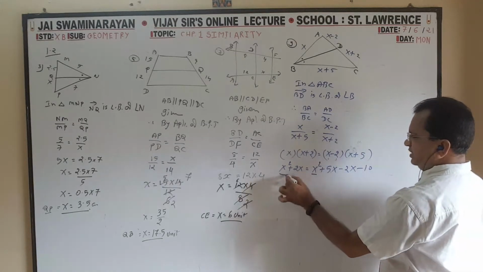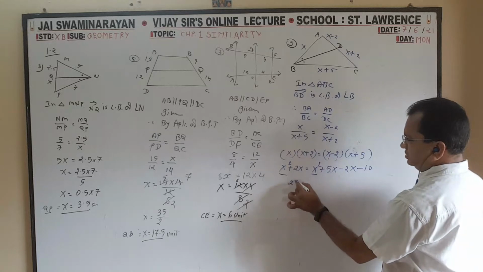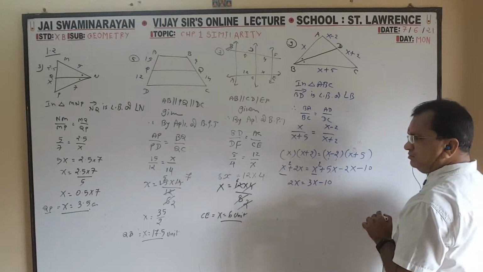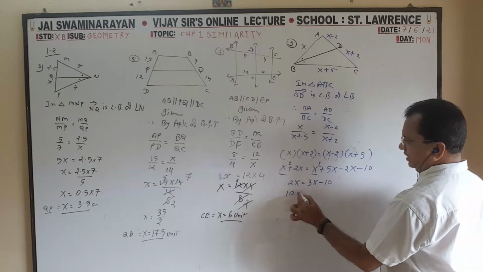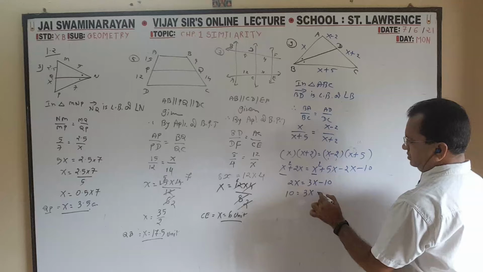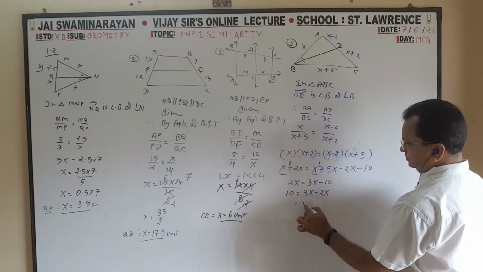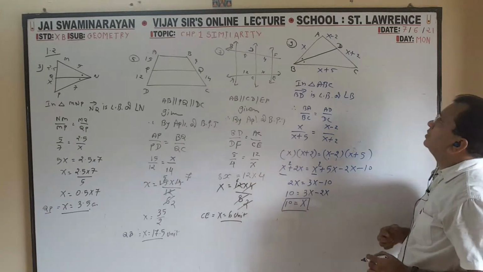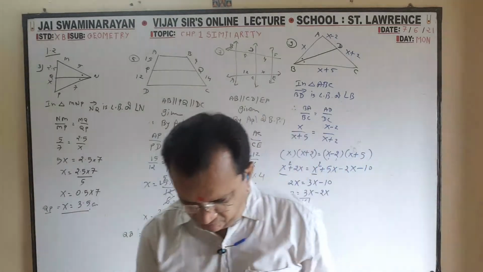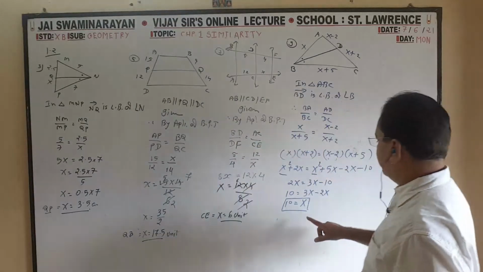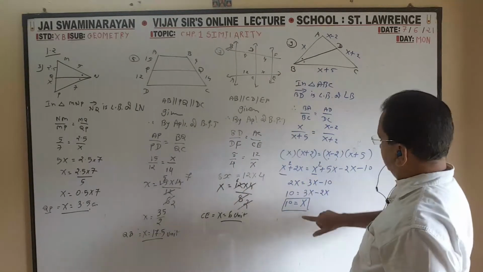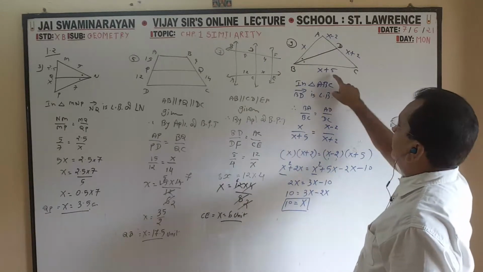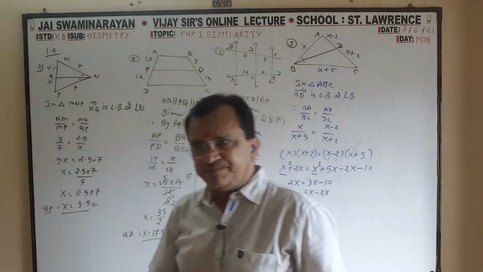Now x square will cancel. So 5x minus 2x is equal to 3x. This 10 goes this side, so sign will change. This 2x comes this side, so sign will change. So finally we have to find out only x, not the value. Suppose you have to find out all the values, so this is 10. This is 10 minus 2 means 8. 10 plus 2 means 12. 10 plus 5 means 15.